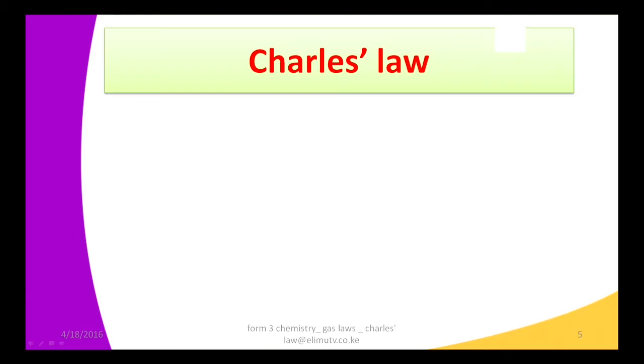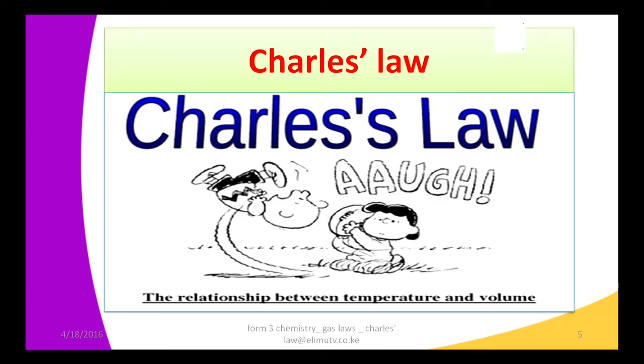Now, let's look at this. Charles' law, and look at this photo here. So the relationship between temperature and volume. So we have two photos here. One, we can relate it to temperature, another one is volume. So Charles' law will always talk about temperature and volume when the other physical quantity is kept constant. And we have just identified that that physical quantity is what? Is pressure.